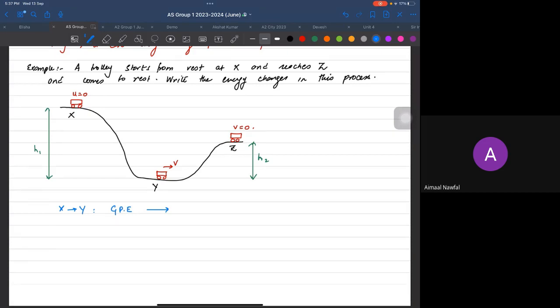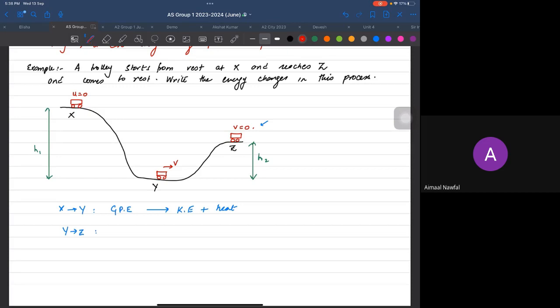In which forms do you guys think this energy will change? Okay, kinetic energy. And would it only change in kinetic energy? Thermal energy. Yes, it is going to heat. It's going to lose some of the energy to the surroundings in the form of heat, because at the end we see it's not reaching the same height, so it must happen. Anyway, from Y to Z then, what do you think would be the energy changes?